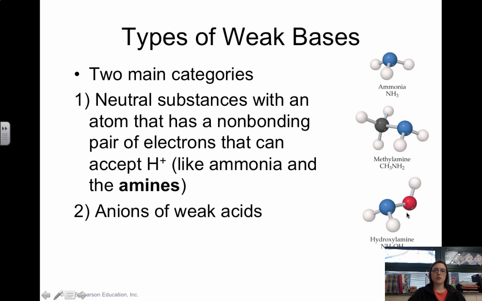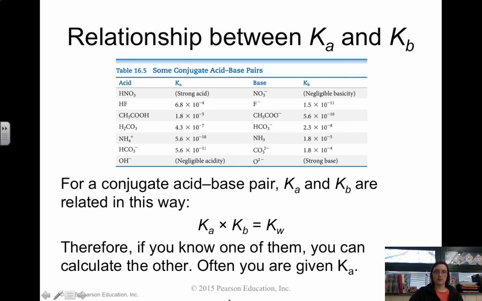There are two types of weak bases. The first type is a neutral substance that has lone pairs of electrons. The lone pairs of electrons can accept the proton. It's like ammonia or amines. Amines have nitrogen groups, or you can have anions of weak acids, as long as you have somewhere for the H to go.